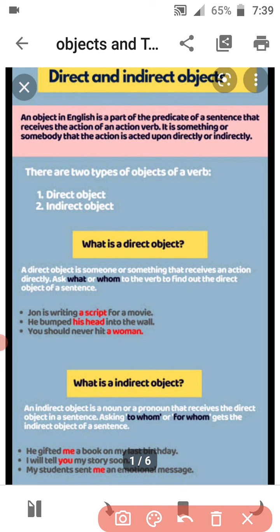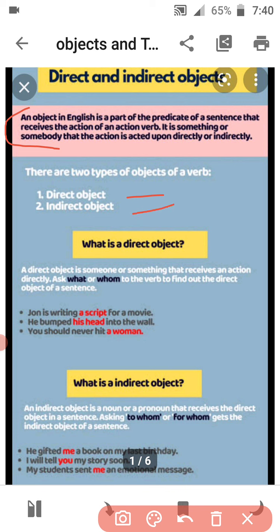Okay, so look here. An object in English is a part of the predicate of a sentence that receives the action of an action verb. It is something or somebody that the action is acted upon, directly or indirectly. There are two types of that. One is the direct object and the other is the indirect object.